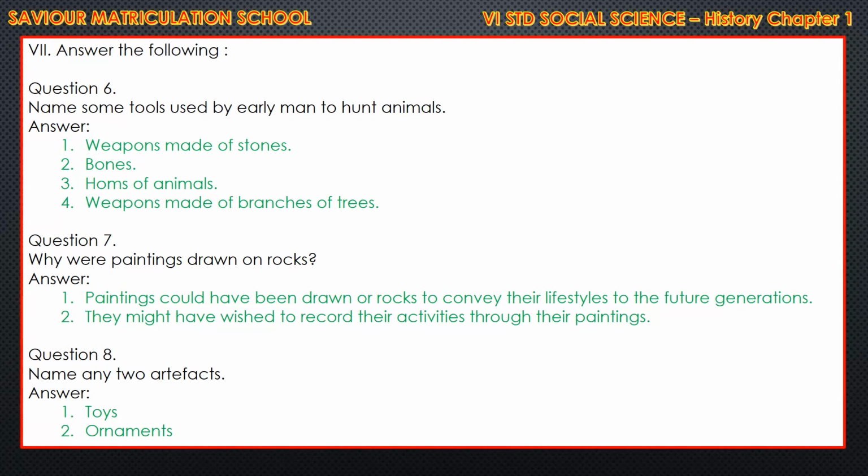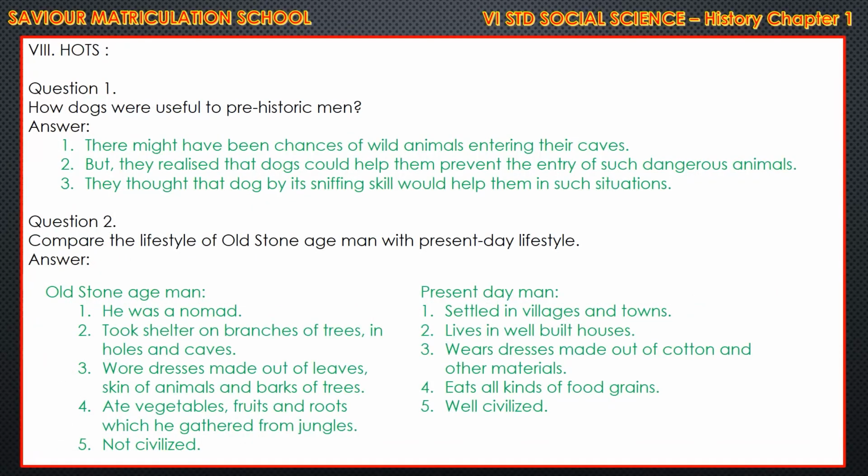Name any two artifacts. Answer, it's very easy. Very good, children. The answer is, one is toys and another one is ornaments. Very good, children. So these are all the artifacts. Now, one side you have to write old Stone Age man and another side present day man. Then only you can compare it.